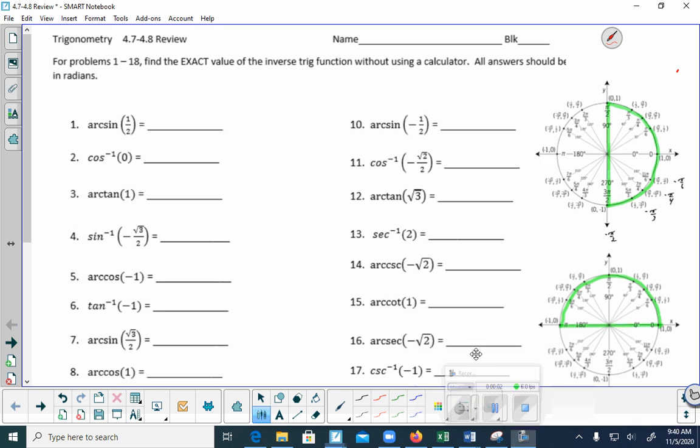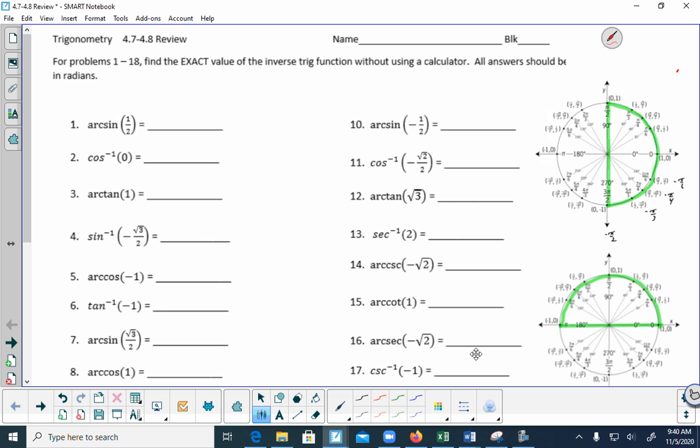Hello, this is Mrs. Ward, and I am going to go over the 4.7, 4.8 review worksheet, which covers the inverse trig functions and the application section of our chapter. So if you remember, when we're doing an inverse trig function, we have to limit our domain so that we have a one-to-one function so we can take the inverse.